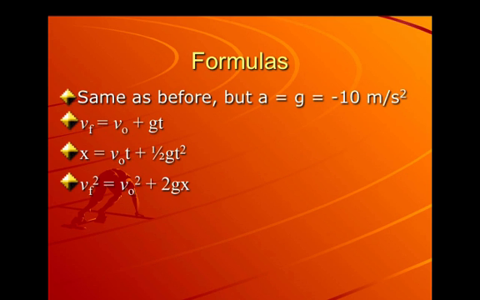Well, turns out we can still use those exact same linear motion formulas. Now, here though, we always know the acceleration, negative 10. So you notice I've replaced the A with the letter G. G is often used as the acceleration of gravity. It's the sign for the acceleration of gravity. And basically, they're still our same three linear motion formulas.